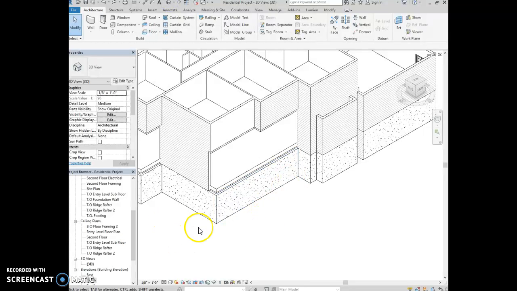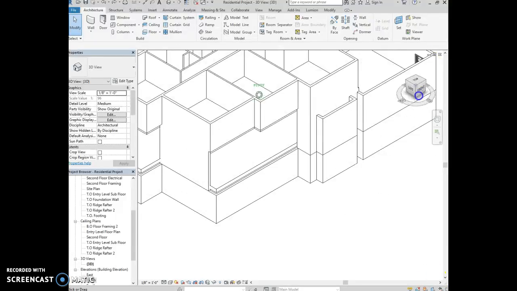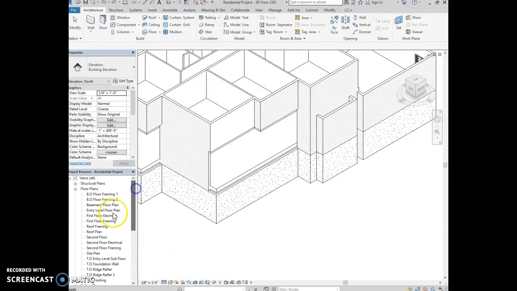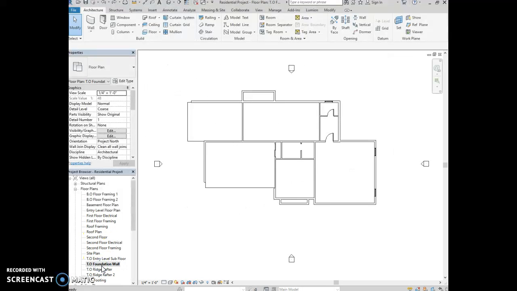So it's hard for me to give you a lot more feedback because there's not a ton to look at here. And I'm not sure which plan I'm supposed to be looking at in order to see the first floor. You definitely don't need first floor electrical or framing, so you can delete those. I'm not really sure which one shows the interior walls. I guess maybe it's this one. So you have a lot of work still to do on the interior walls as well.